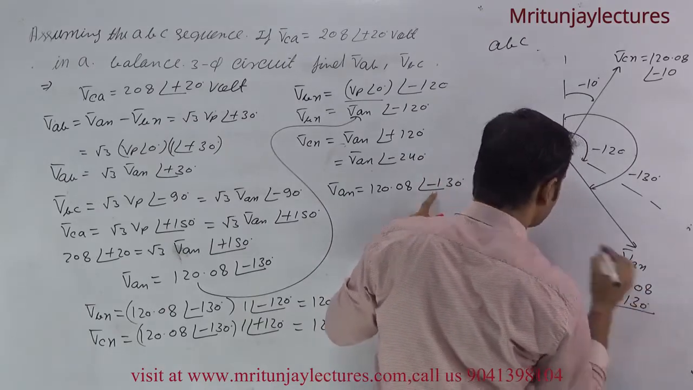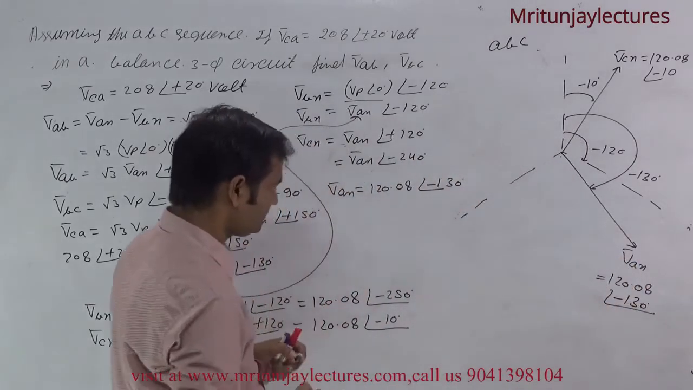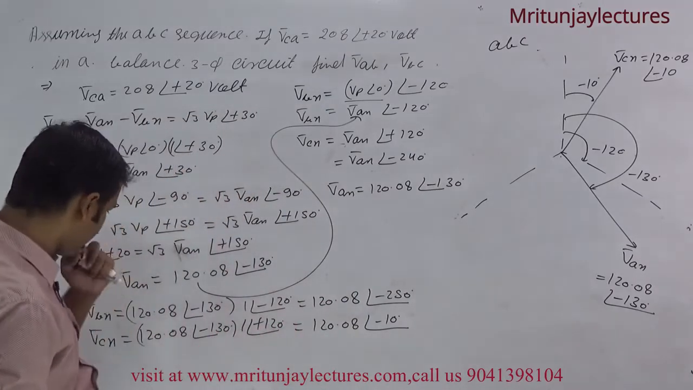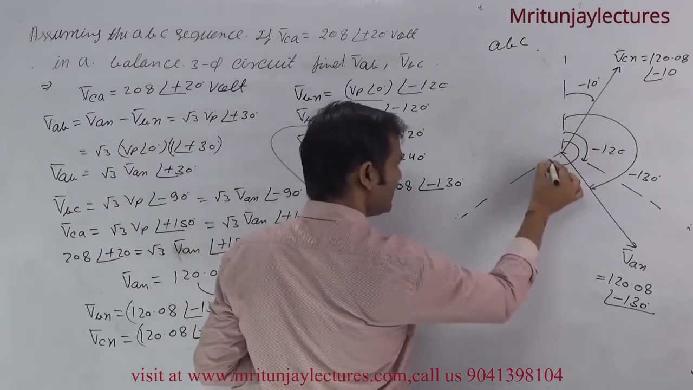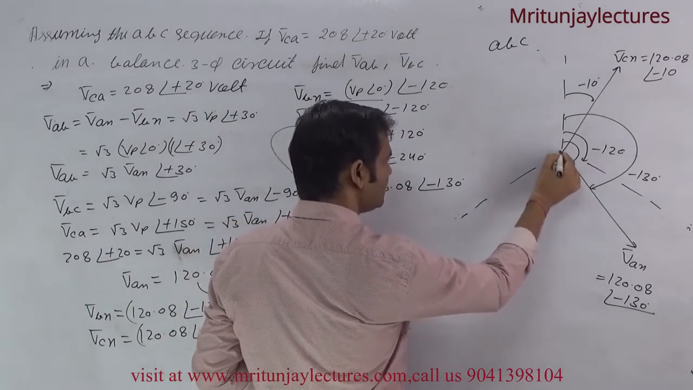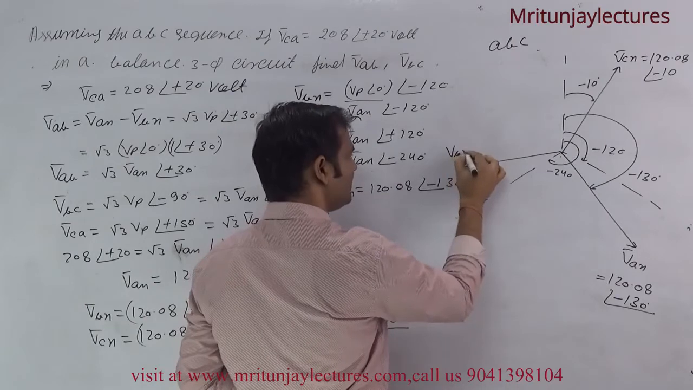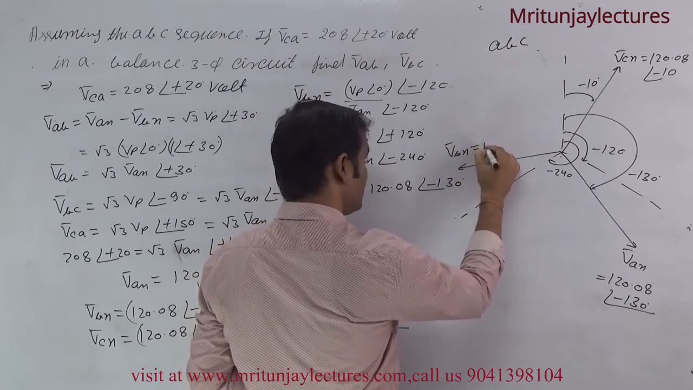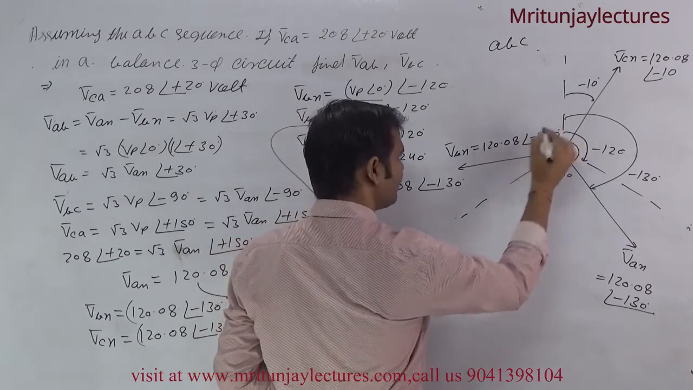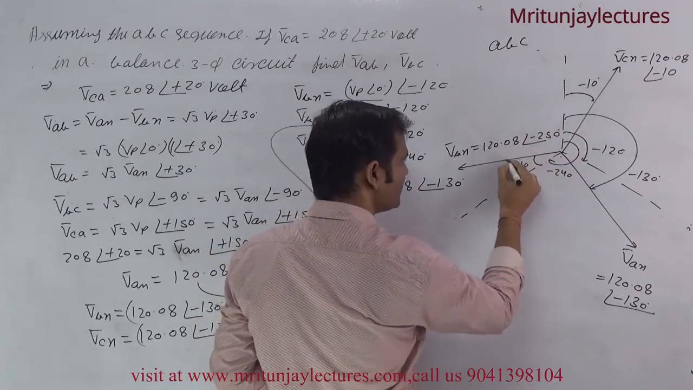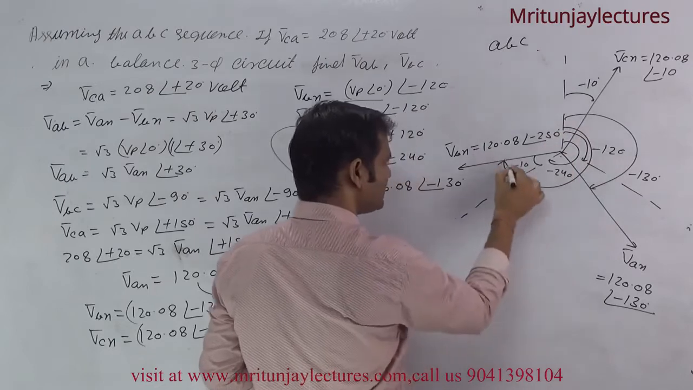Clear? After that BN, minus 250. This angle is minus 240. So BN represents here 120.08 at the angle minus 250. Clear? This one is minus 10. So this angle is minus 250.